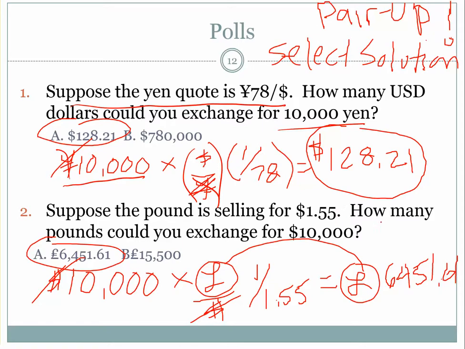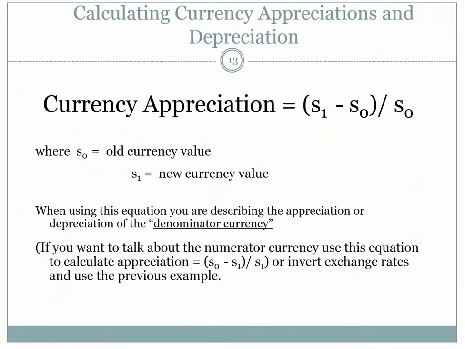Or suppose you're told that the pound is selling for $1.55. So what that means, it's $1.55 per pound. And if you're looking for how many pounds could you exchange for $10,000, I would write down 10,000. I'm trying to get pounds, so I need a pound per dollar exchange rate, so the dollars cancel out. I got to flip this exchange rate, 1 over 1.55, and that gives me 6,451 pounds. So that's how you do both direct and indirect exchange rate conversions.